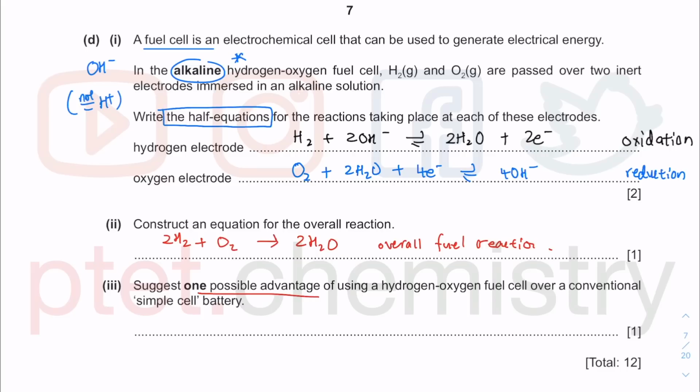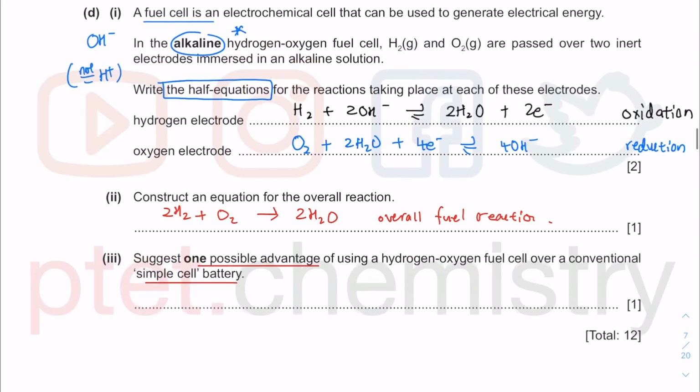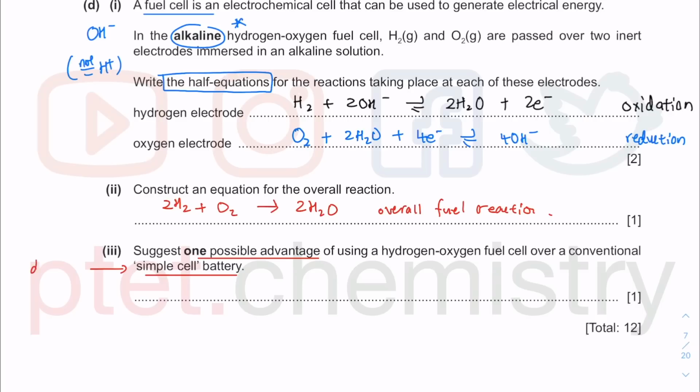So, one possible advantage over a conventional simple cell battery. Okay, we need to be careful here because a simple cell battery does not give carbon dioxide. So we can't talk about this being clean energy with no pollutants, because this thing doesn't give out carbon dioxide either. So it's a suggestion question, but you can't possibly use the idea of clean energy here because of what a simple cell battery does. It's one of those batteries that they have in laptops and stuff that feed on electricity.